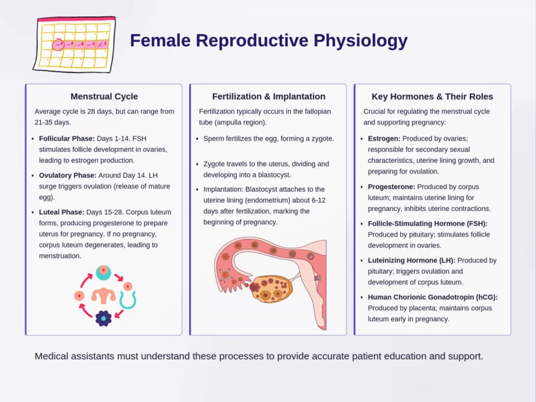Fertilization occurs in the fallopian tube. You also need to know that. That will be a test question.